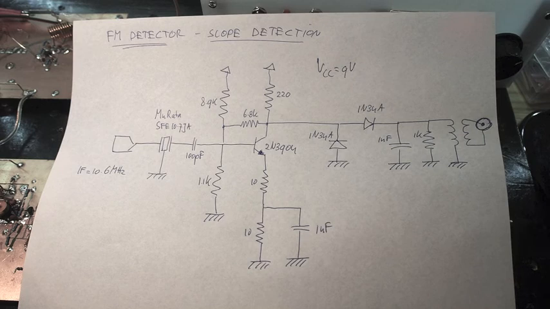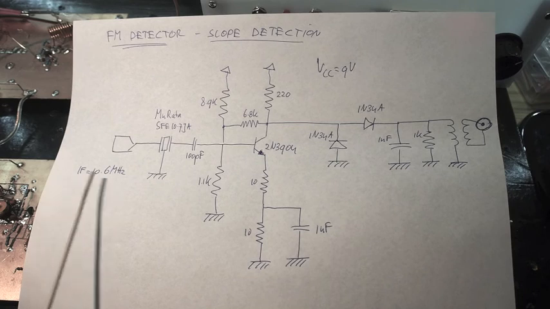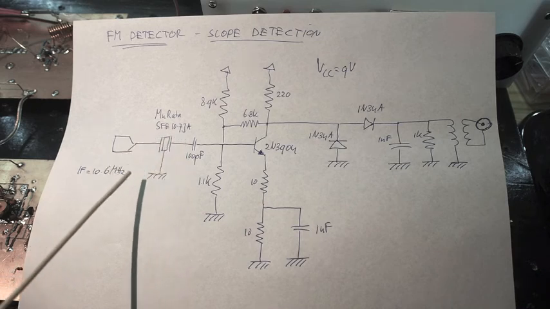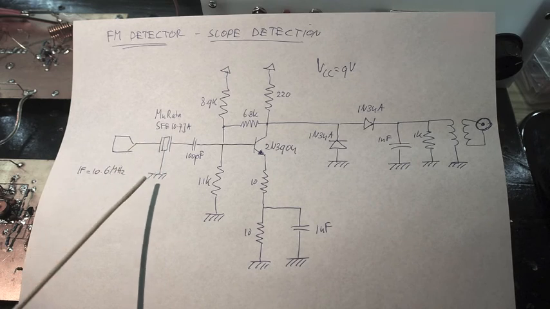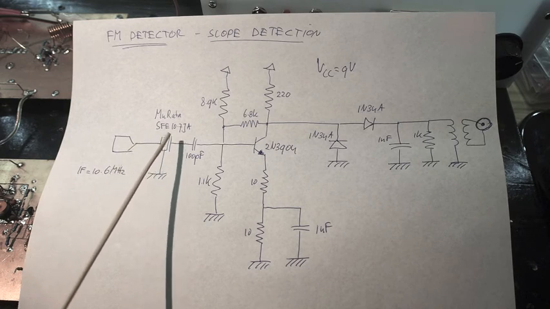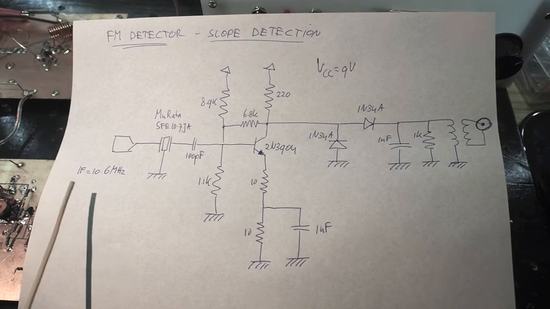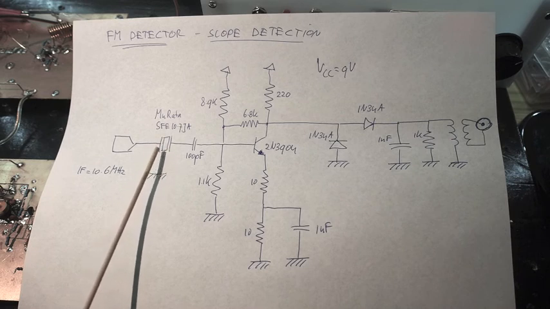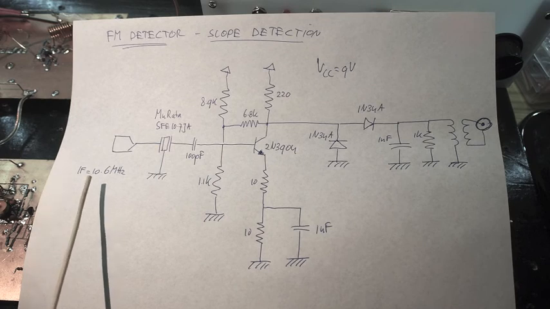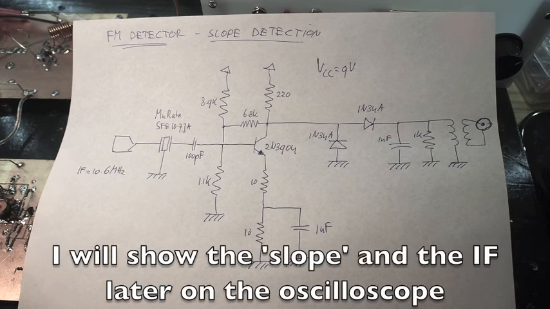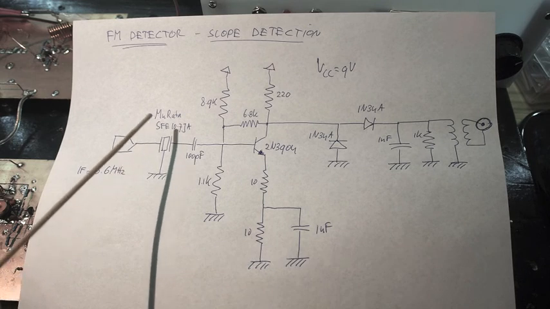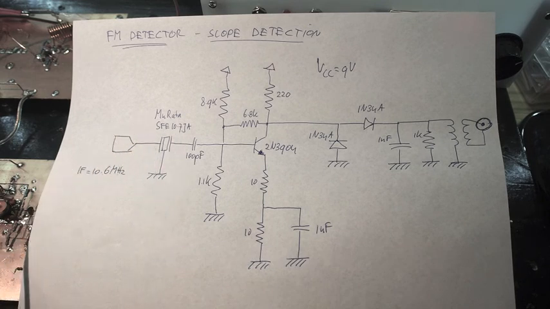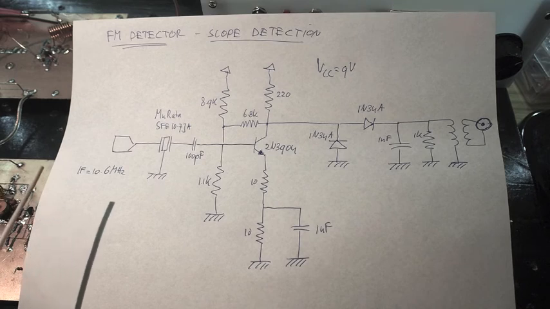The slope detection is done here. This is the incoming signal with an intermediate frequency of 10.6 megahertz. The slope detection is done on this. In fact, this is a bandpass filter with a center frequency of 10.7 megahertz, because the intermediate frequency is just outside the passband for the bandpass filter. It is centered on the slope of this filter, that makes the discrimination between the different frequencies in the frequency modulated signal.